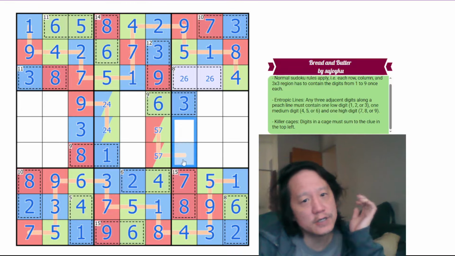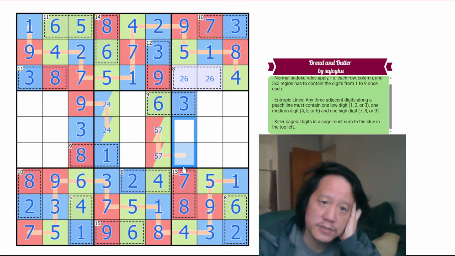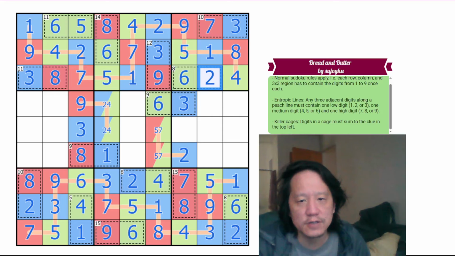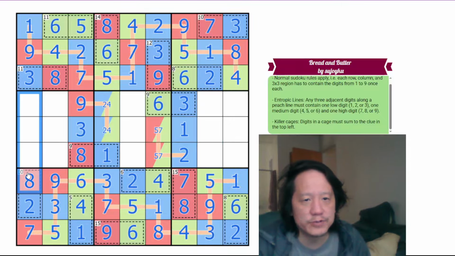Remaining digits in column 7 are 1, 2, and 6. This cannot be 1, it cannot be 3, this must be 2. So that makes a 6, which makes that 2. So this is medium, and this is low. That leaves this as a low and is 1. Yep, we just got to do normal Sudoku.